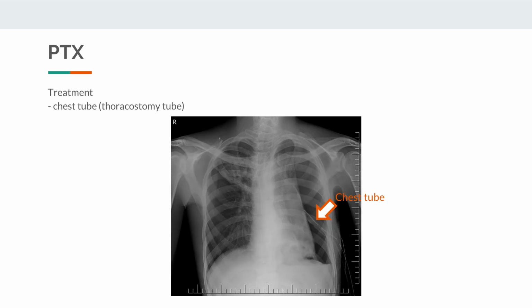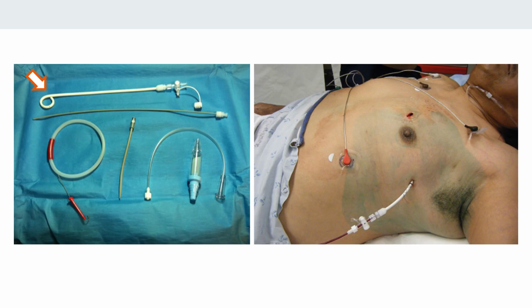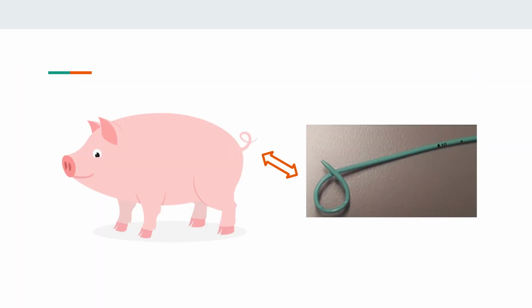For a small pneumothorax, a pigtail catheter may be used. These are much smaller than the large bore chest tubes seen in the previous examples. For example, the pigtail may be 14 French, whereas the chest tube may be 28 French or even bigger. They're called pigtail catheters because the catheter's end is curly like a pig's tail.